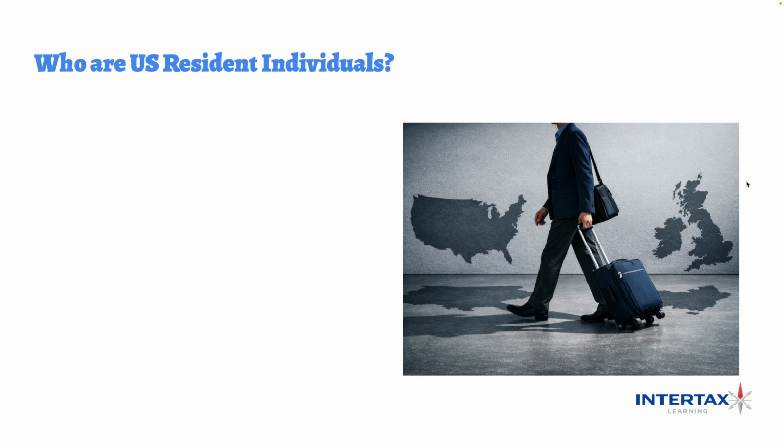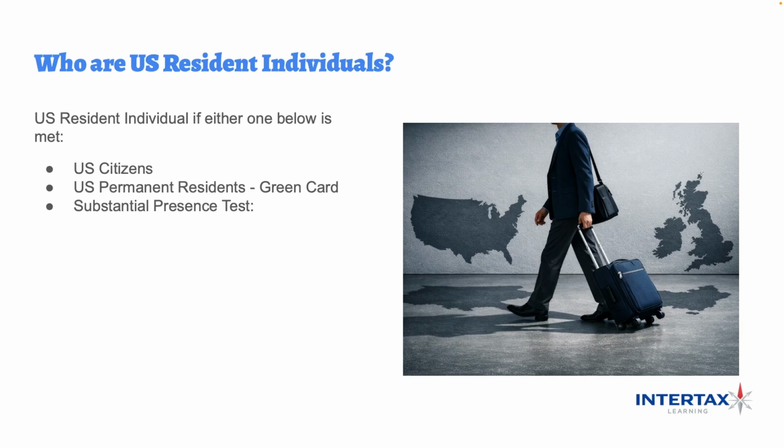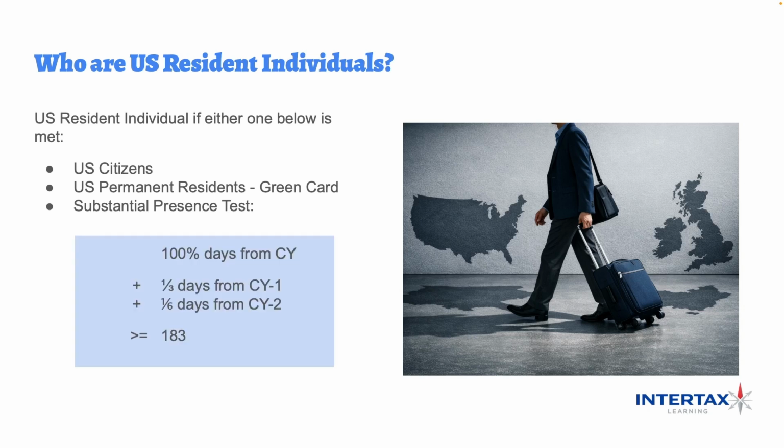There are three ways to become a U.S. tax resident individual. If you are a U.S. citizen or permanent resident, you are automatically a tax resident. If neither applies to you, then we look at how many days you've been in the U.S. Here's the calculation. Add all the days you were in the US this year, plus 1/3 of the days from last year, plus 1/6 of the days from the year before that. If the total is 183 days or more, you pass the substantial presence test. You will be treated as a US tax resident in the current year.